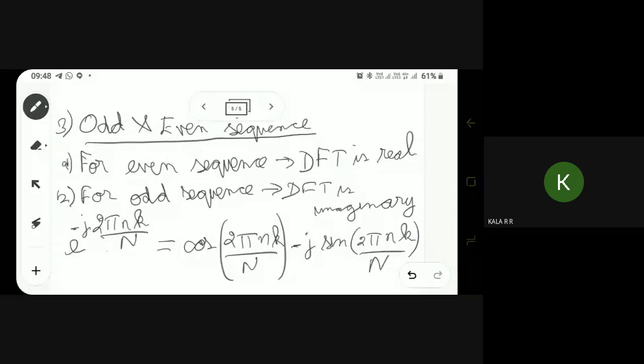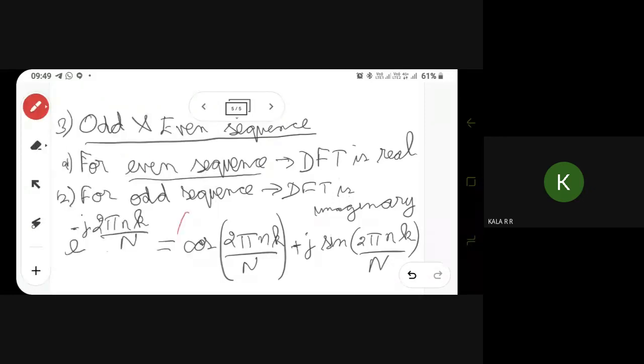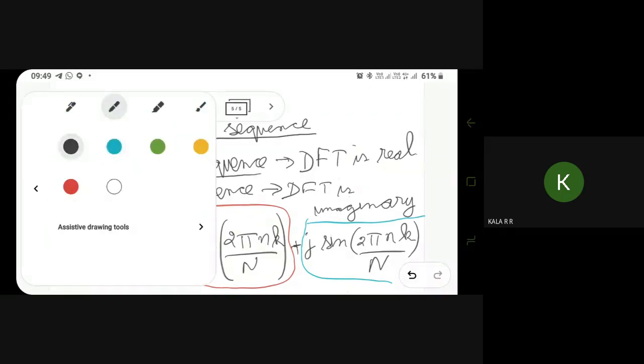Now if you are finding for your even sequence, you have to take only the DFT real. So the real part over here is this part. And for the odd sequence, you have to make it imaginary. So this is your imaginary part.